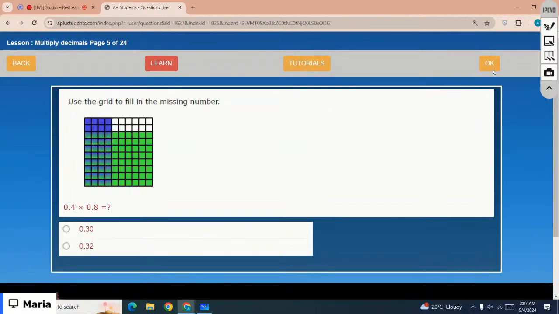The next one is use the grid to fill in the missing number. 0.4 times 0.8. So which is the correct option? 0.32 is the correct option. 0.4 times 0.8 is 0.32, right?